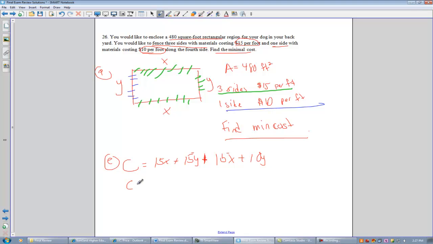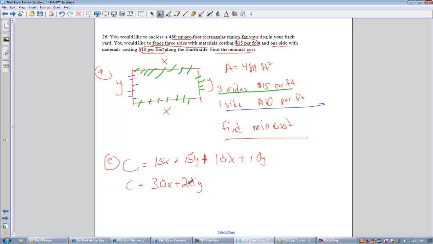And so c is equal to, we combine like terms, and we get 30x plus 25y. And so you always run into typically the same problem. At this point, you have an equation for the cost, but it doesn't involve one letter. It actually involves two, x and y. So this is a function of two variables. I would like it to be a function of one variable.